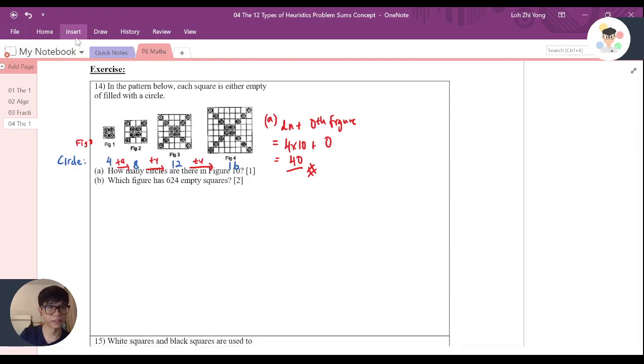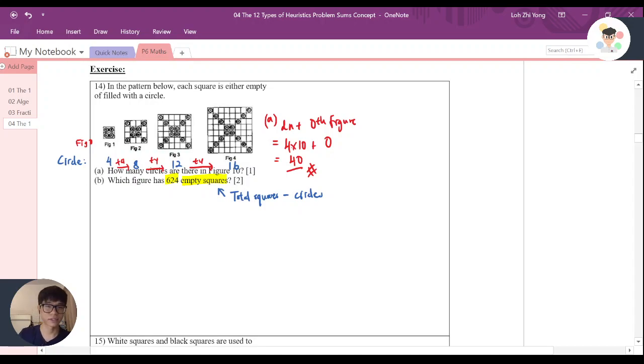Now let's look at B. B is actually asking which figure has 624 empty squares. Now they are looking for the empty squares. Empty square basically means that the total number of squares that we have, we need to minus with the circles that we have.